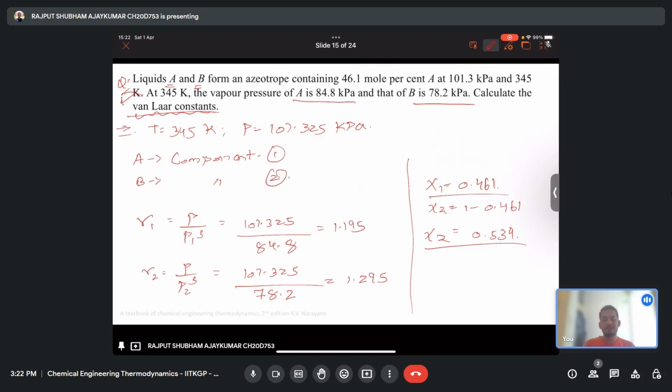Now they say, if they give the value of A and B, you need to find out the value of gamma 1 and gamma 2. You can use the equation of the van Laar constants for the activity coefficient models, which can find out the value of activity coefficients for component 1 and component 2 in the reverse manner. Okay.